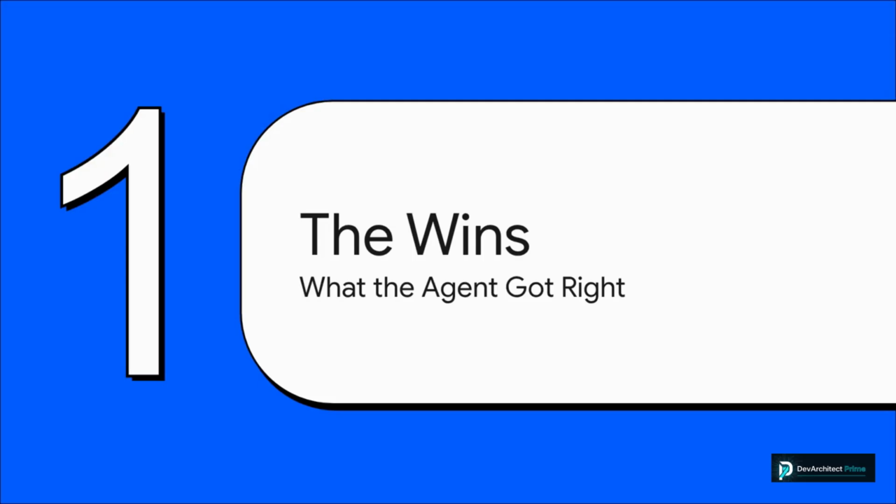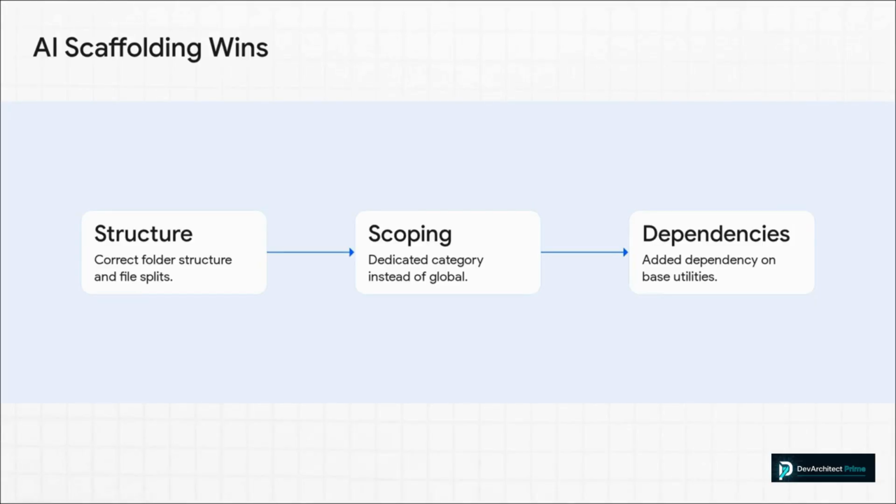Section 1. The wins. What the agent got right. We're going to start with the positive, because credit where it is absolutely due. The AI had some legitimate successes here. The agent methodically nailed the mechanical setup.